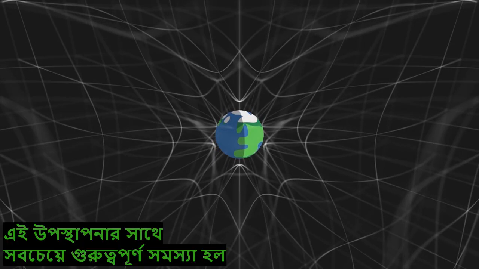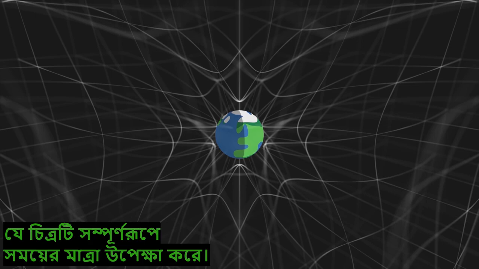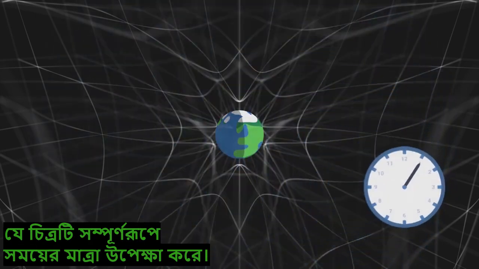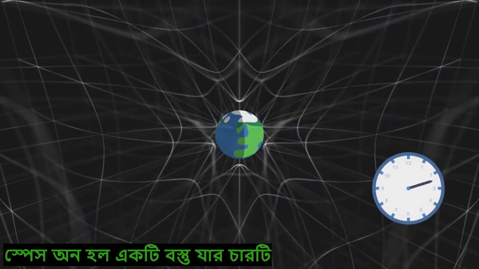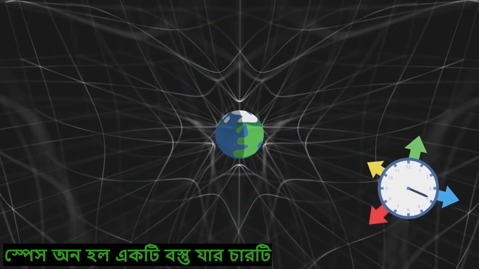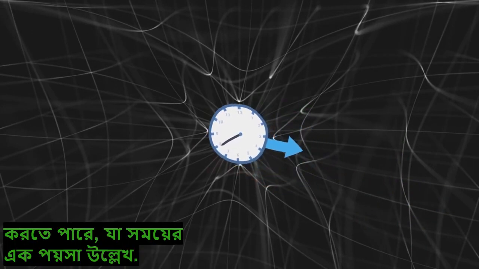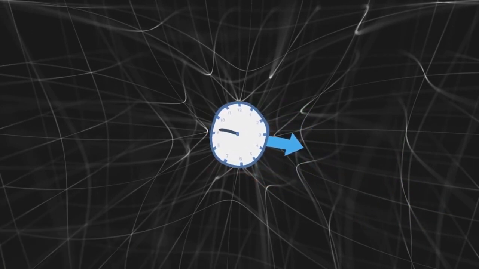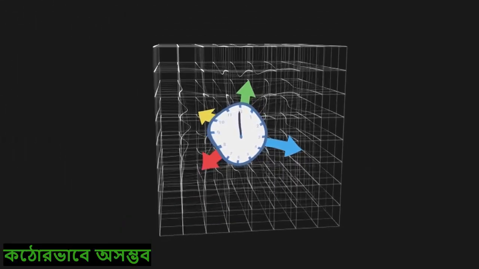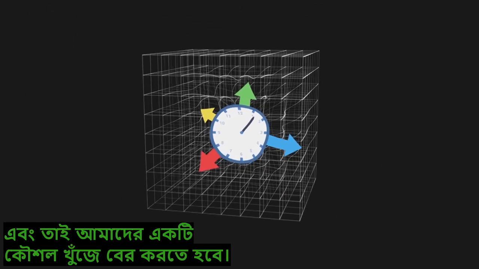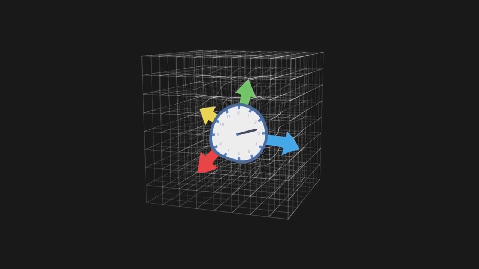Finally, the most important issue with this representation is the fact that our diagram completely ignores the time dimension. Space-time is an object with 4 dimensions, 3 dimensions of space, but also 1 dimension of time, which can equally bend and curve. Faithfully rendering a 4-dimensional geometry is strictly impossible, and we therefore have to find a trick.